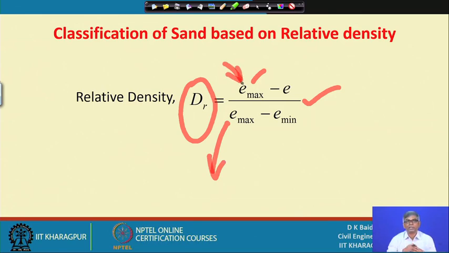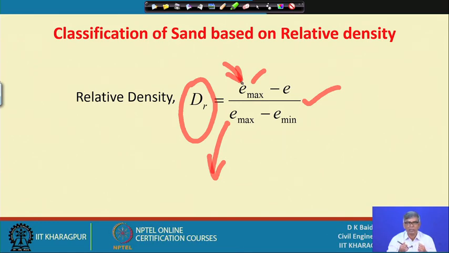Similarly, e minimum means what? The minimum void ratio of the soil. How can we get it? The same soil, when it is in the densest state, will have the minimum void ratio.